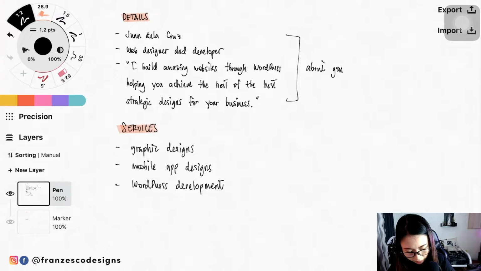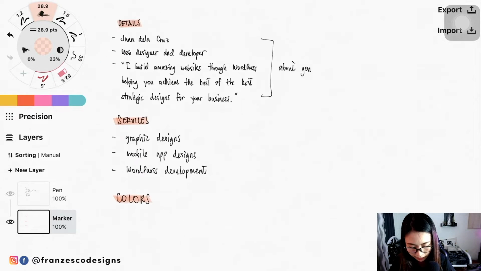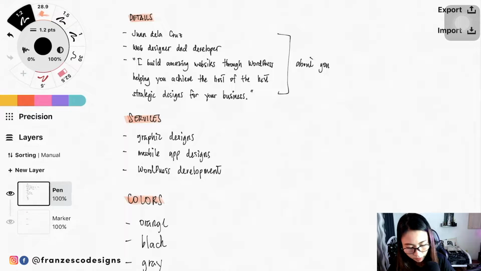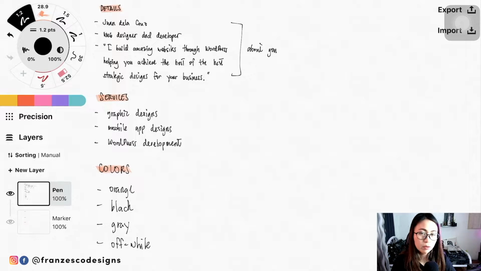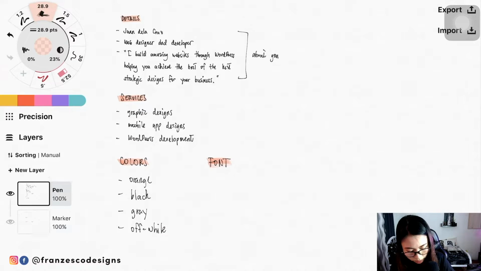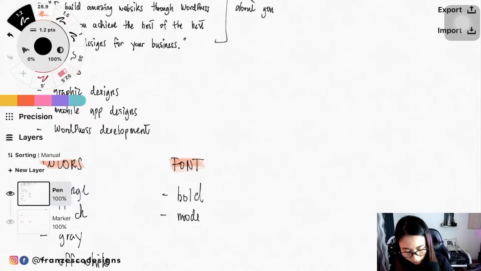Then, isasama na din natin yung brand colors na gusto natin i-portray sa website. So, for this portfolio website, I'm thinking of using orange, black, gray, and off-white. So, we will go deeper into that sa episode 2 nitong portfolio website series. For the fonts, I'm thinking of bold, modern, yet minimal styles. So, again, we will tackle it on the episode 2.